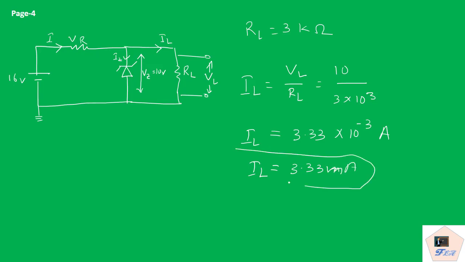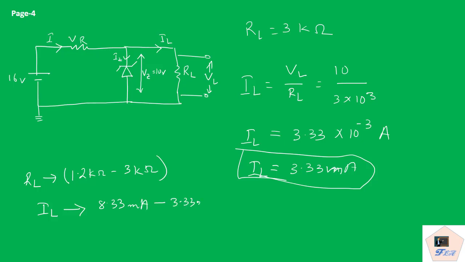So that means for the load regulation, we have found if RL is having a range from 1.2 kilo ohms to 3 kilo ohms, then the load current will vary from 8.33 milliampere to 3.33 milliampere. So that is our conclusion.